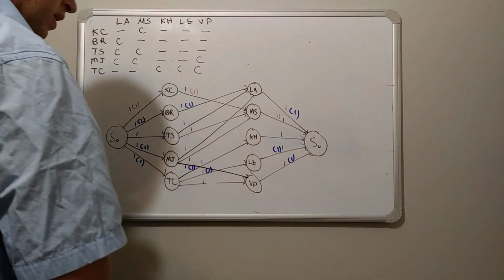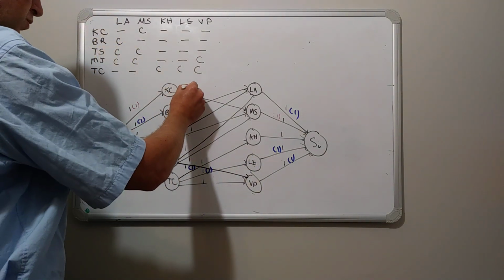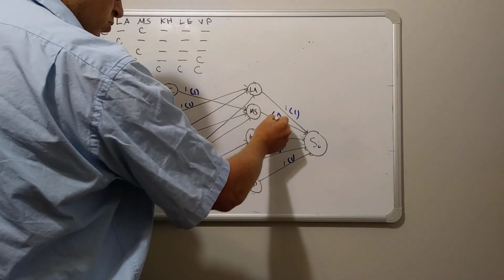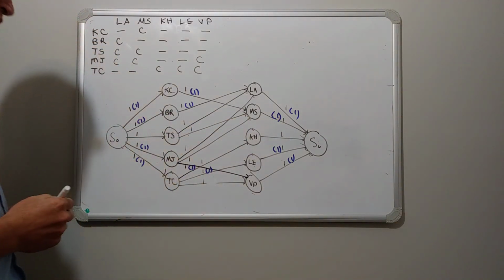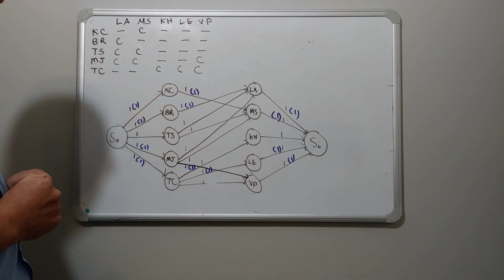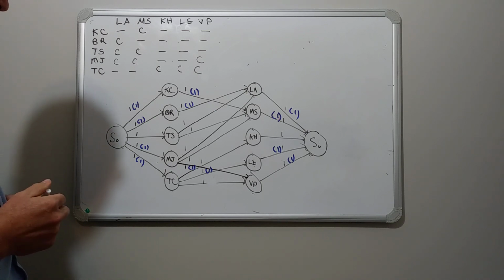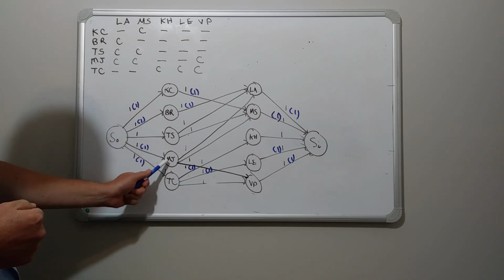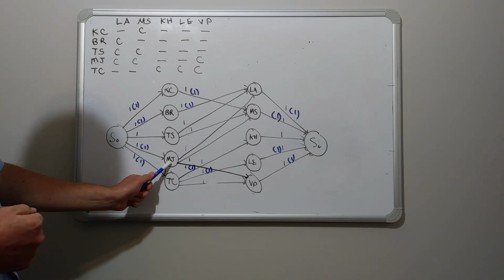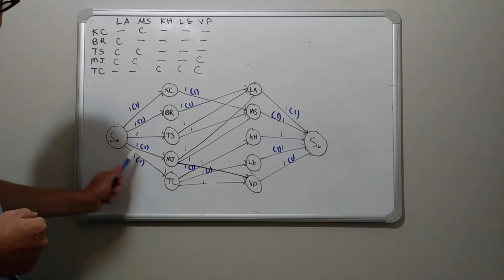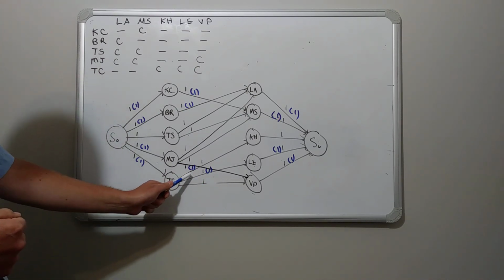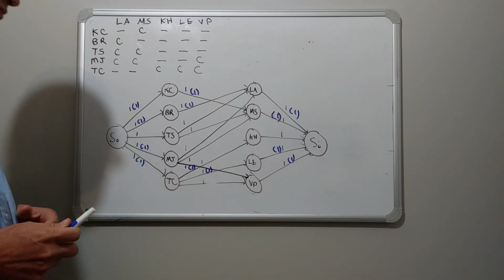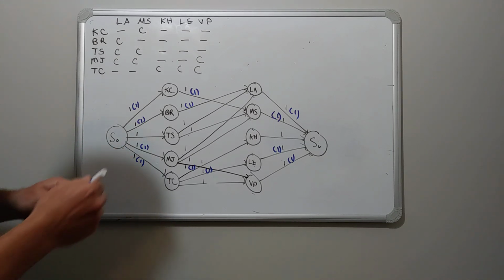All right, so we've made 4 matches, right? So this one over here, in parentheses, is the flow through this arc. And, you know, for example, MJ matches up with VP. TC is matching up with LE. Okay, so we have a flow of 4.